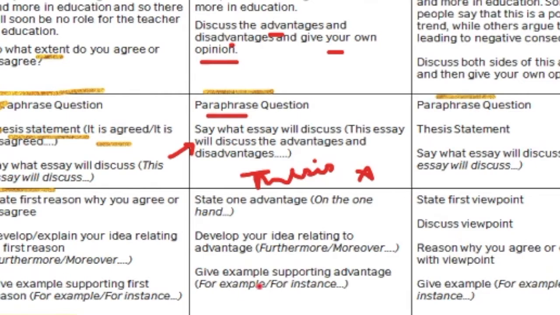Okay. Then in body para 1, you'll talk about advantages. In body para 2, you'll talk about disadvantages, and in body para 3, you'll give your opinion. So whenever you're giving one main point, you'll have to give some ideas to support your point, and an example. So this is a proper pattern, a proper structure that we have to follow in IELTS writing task 2.